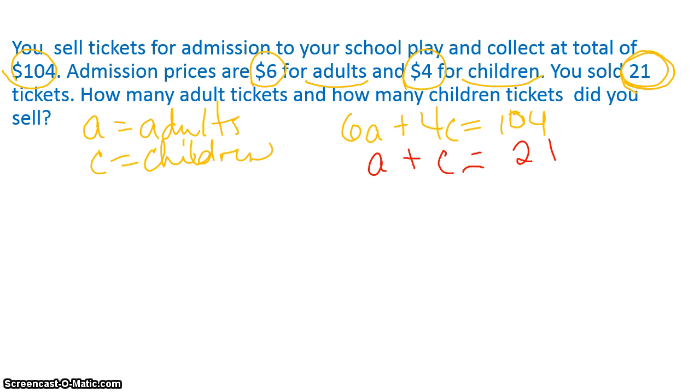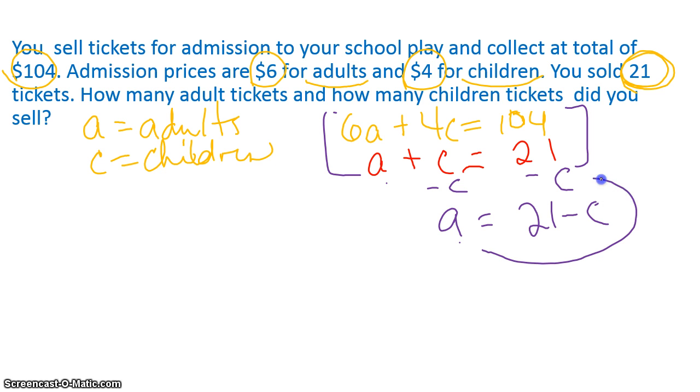So I'm going to now decide on which procedure I'm going to use. Do I want to use substitution, graphing, or elimination? As I look at my second equation, I see that the A and the C have no coefficients, so I'm going to solve my second equation for A. I'm going to move that C to the other side, so I have A equal to 21 minus C.